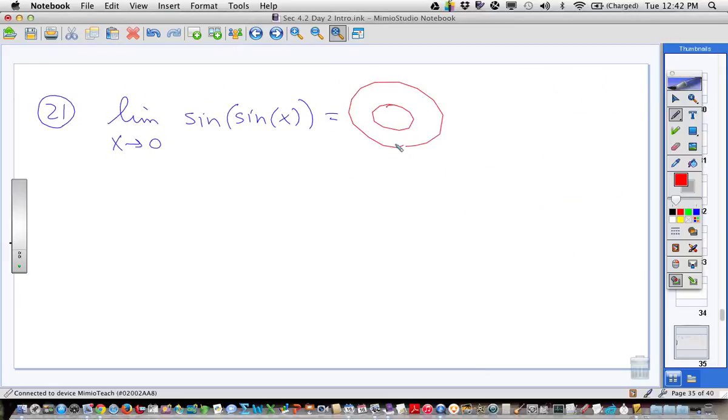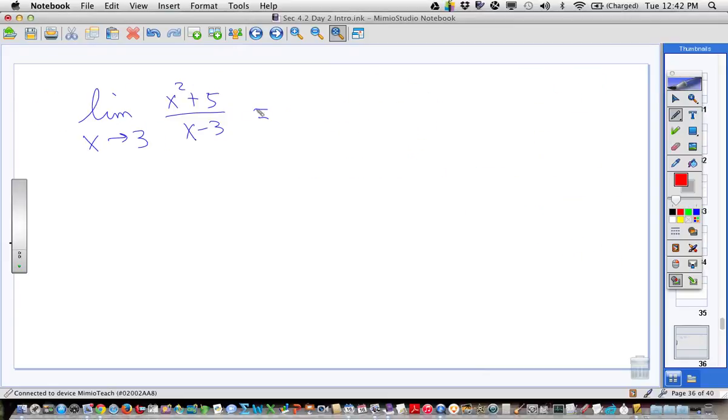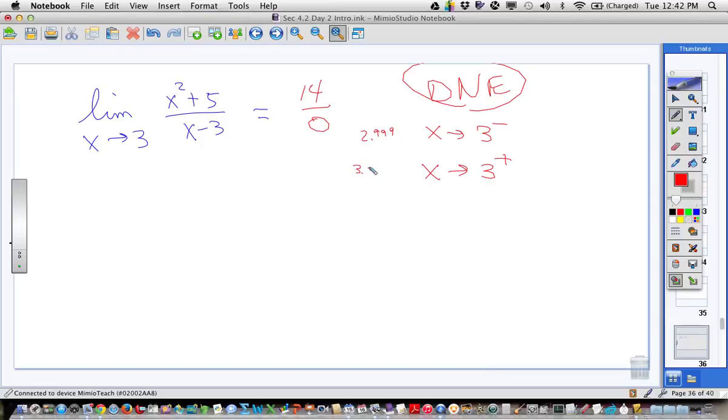So when we get to this one, we plug in a 3 and we get 14 over 0. So right away, that tells us this is a does not exist. But we've got to check x approaching 3 from the left, and x approaching 3 from the right. Anytime we get a number over 0, that's what we've got to do. So 3 from the left would be 2.999. 3 from the right would be something a little bigger than 3. And then we plug those back in.